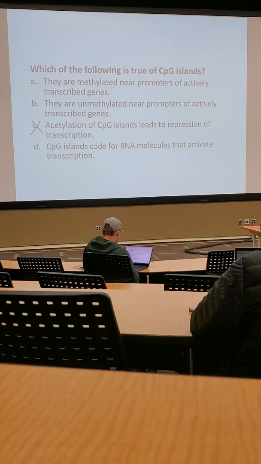Okay, what else do you guys want to rule out? Kind of rules out D too, right? So what about A and B? They're kind of opposites, right? They're either methylated, near promoters that are active, or they're unmethylated, near promoters that are active.